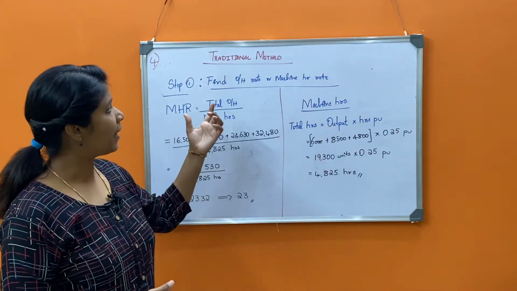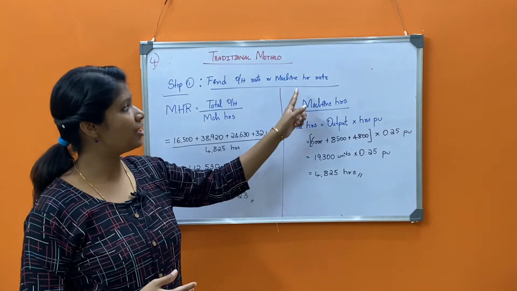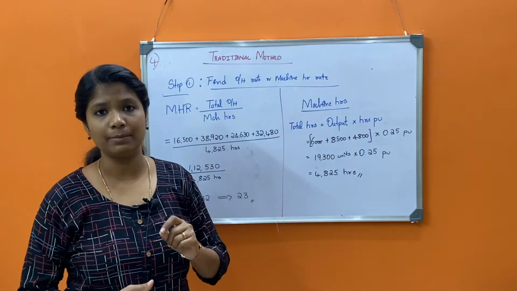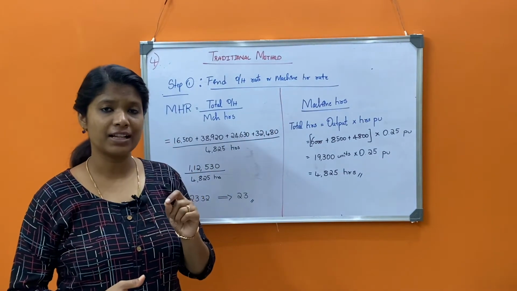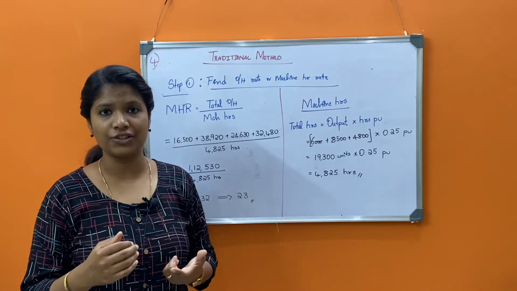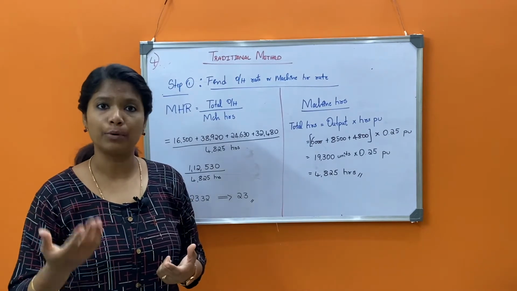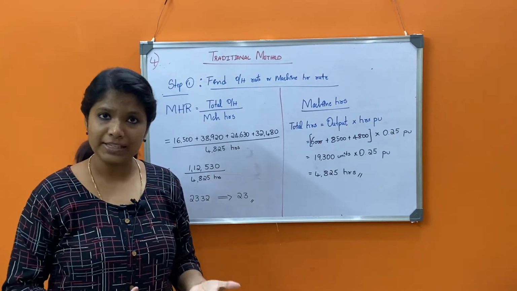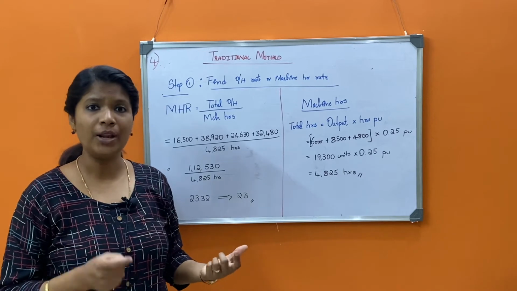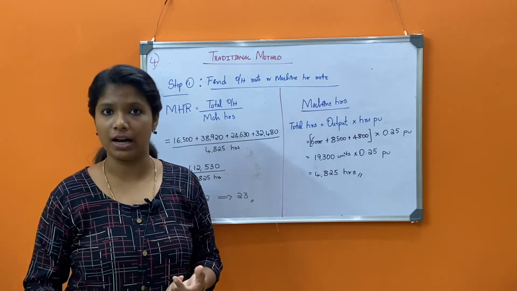Step 1, find the overhead rate or machine hour rate. Now why have I written machine hour rate? The only reason is that whenever we are considering overhead rate, what is the denominator we are considering? Total machine hours taken by the products of the company. So otherwise it is called overhead rate or machine hour rate. Why? Because we are considering machine hours.